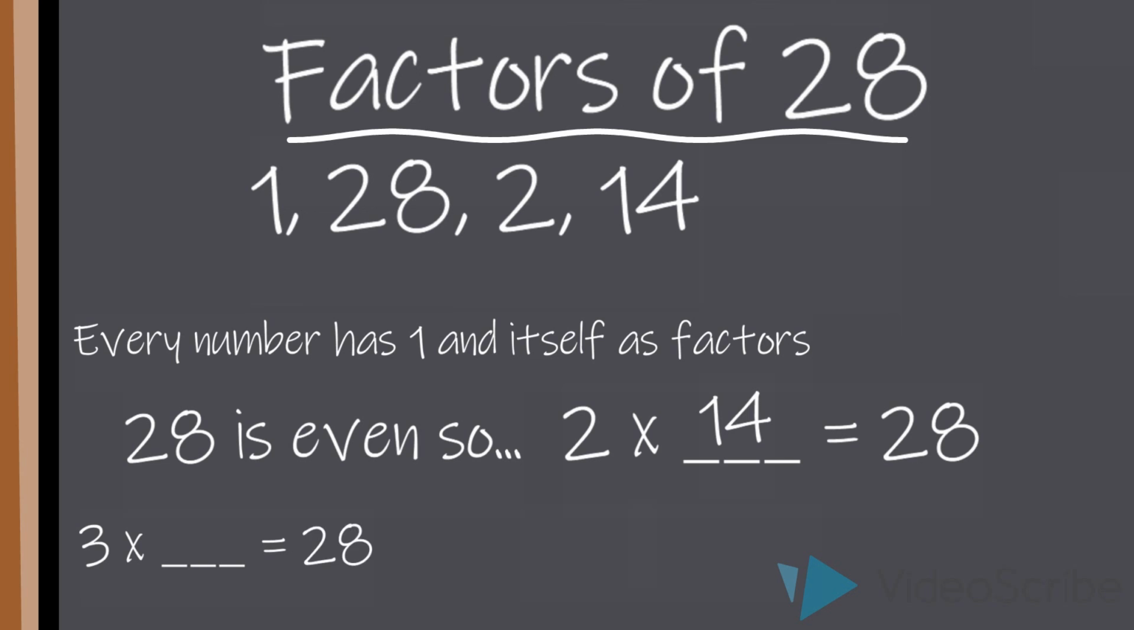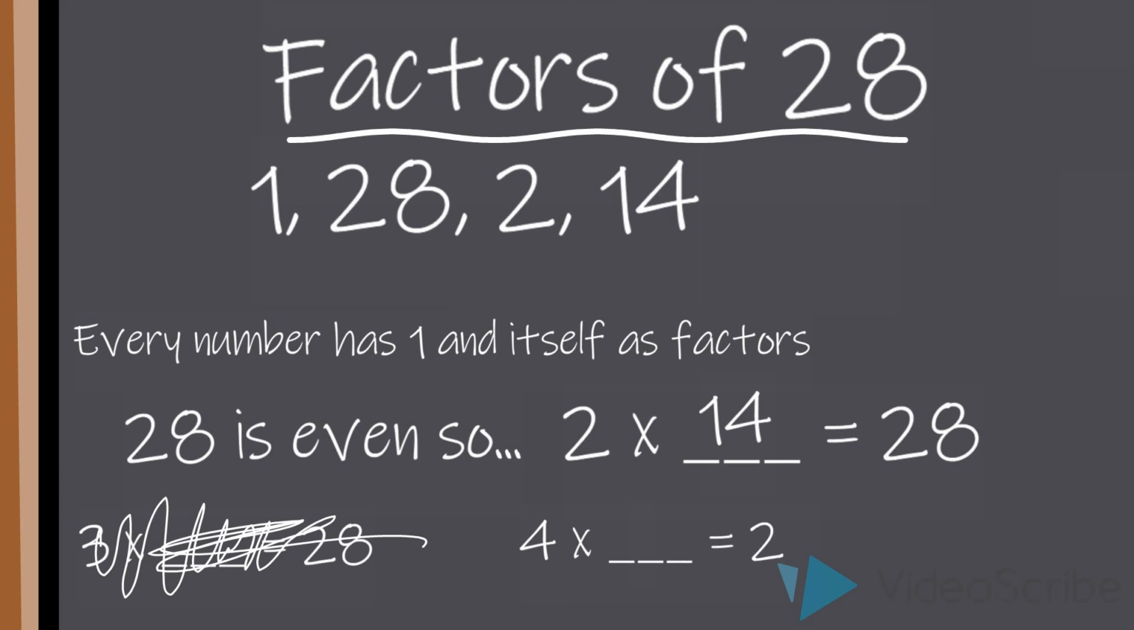Next, I check 3. 28 is not evenly divisible by 3, so 3 cannot be a factor. Let's check 4. 4 is evenly divisible. 4 times 7 equals 28. So 4 and 7 are also factors of the number 28. If we were to list all the factors of 28 that we've found so far, they are 1, 2, 4, 7, 14, and 28.